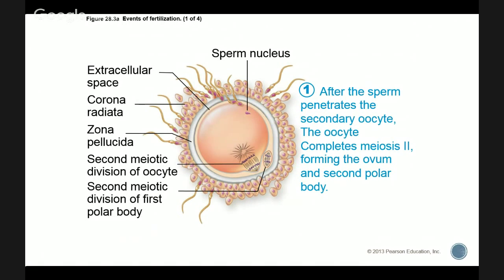So what we see here, which is really important, is that the oocyte is going to complete meiosis 2. And what we see for meiosis 2 is that we're going to form what's called a second polar body.